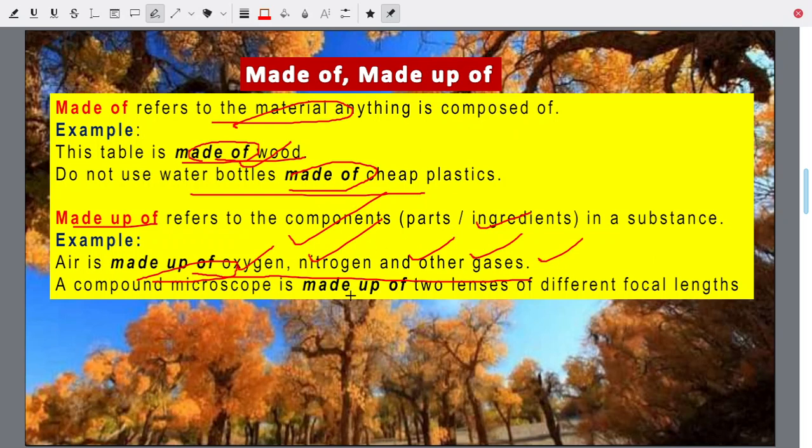A compound microscope is made up of two lenses. Two lenses make up the compound microscope, or the compound microscope is made up of two lenses, but a table is made of wood or steel. So made of: material; made up of: ingredients, parts or components.